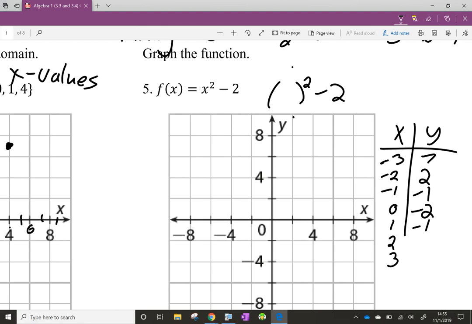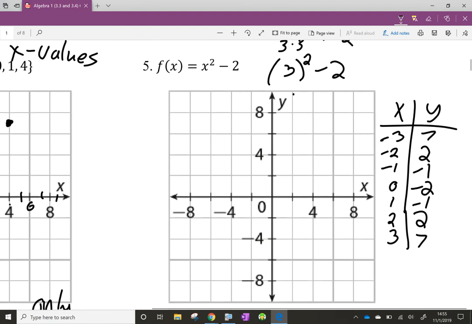Again, you plug in 2, you're doing 2 squared, that's 2 times itself, 2 times 2, which makes 4, and then 4 minus 2 makes 2. And then one more number, we'll plug in 3. When you plug 3 in, you're doing 3 squared, which is 3 times itself, which is 9, and then subtracting 2. 9 minus 2 is 7. And we're going to plot these points.